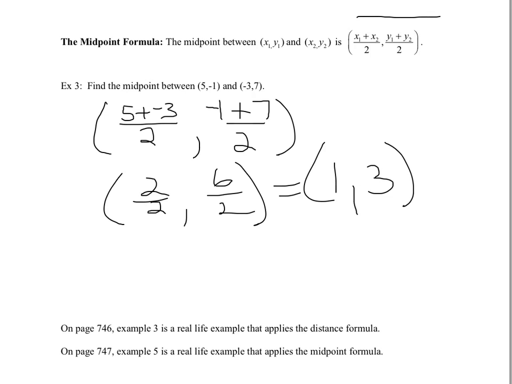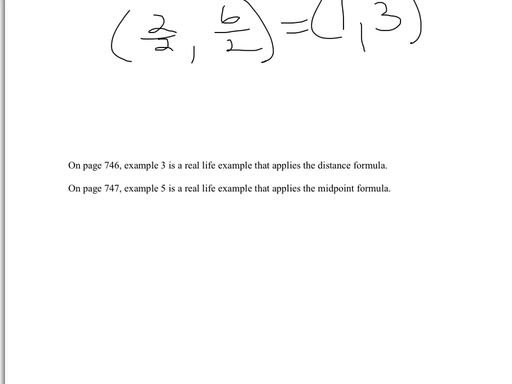So there's the midpoint of those 2 points. And all you had to do was use this formula here. Basically, you're finding the mean or average. I think that's pretty straightforward for you guys. Now, if you want to look at the pages in your textbook at some real life examples, we'll probably discuss these tomorrow a little bit in class as well. There's a real life example of how you could apply the distance formula on page 746. And on page 747, there's a real life example of a midpoint formula application. We'll talk about this some more and do some work with this tomorrow.